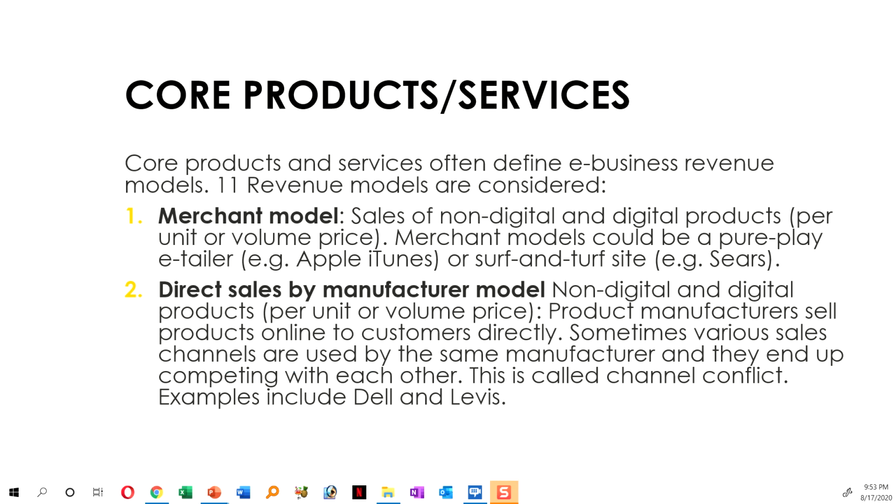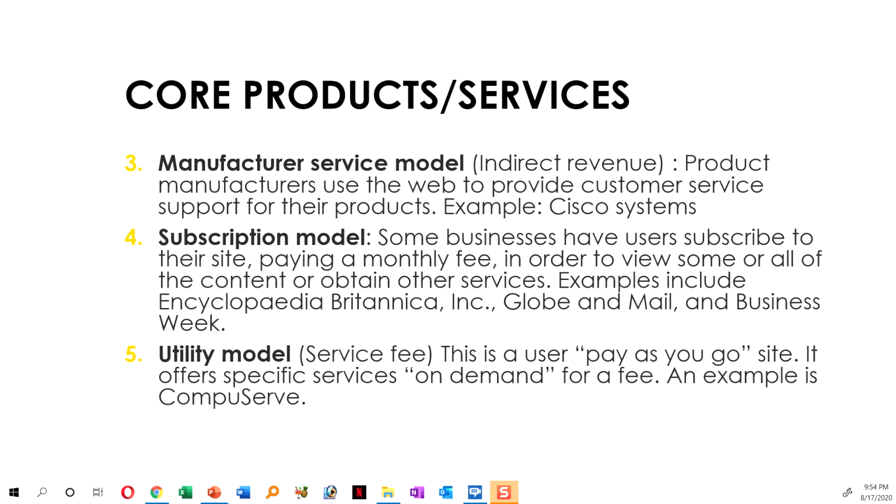Merchant model: sales of non-digital and digital products. Merchant models could be a pure play e-tailer like Apple iTunes, or a surf and turf site, for example Sears, that doesn't exist anymore. Direct sales by manufacturer model: non-digital and digital products. And then you've got the manufacturer service model. This is indirect revenue. Product manufacturers use the web to provide customer service support for their products.